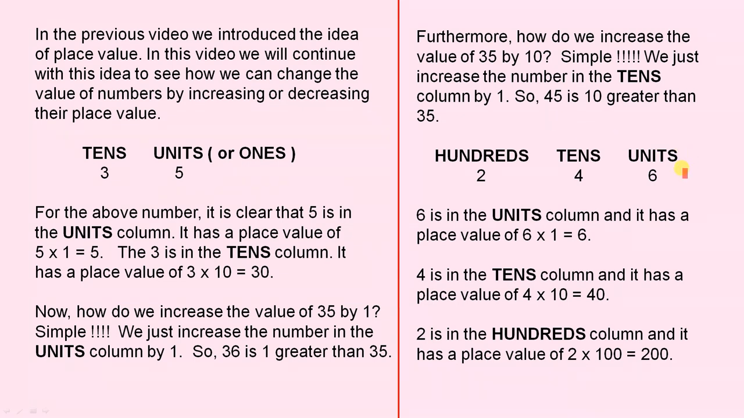Let's look at 246. 6 is in the units column and it has a place value of 6 times 1 equals 6. 4 is in the tens column and it has a place value of 4 times 10 equals 40. 2 is in the hundreds column and it has a place value of 2 times 100 equals 200. Now we'll continue with this sum on the next slide.